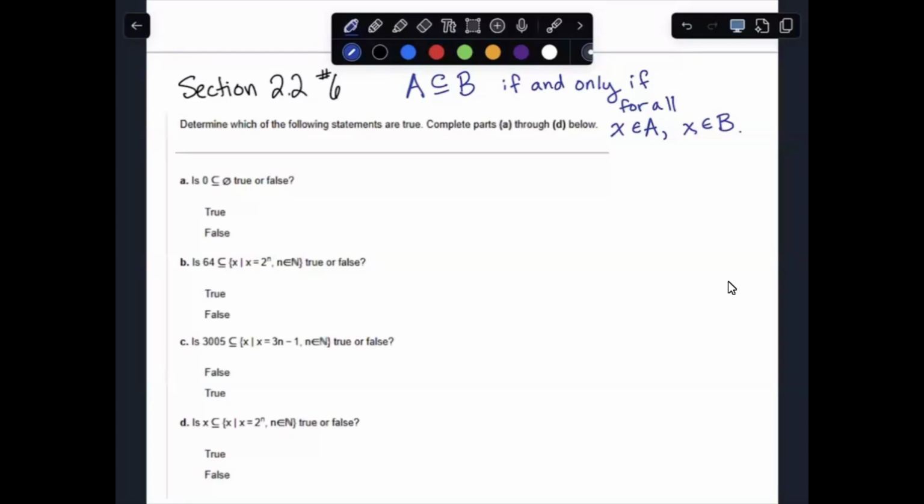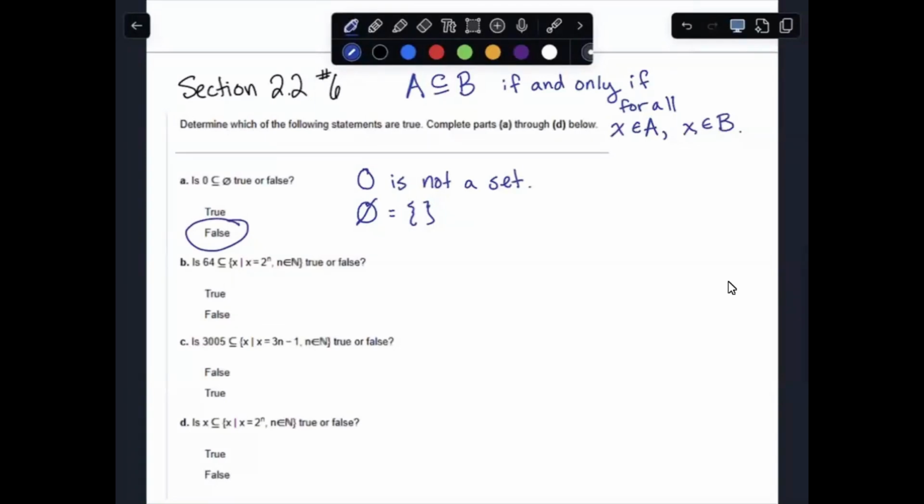subset relationship we have to determine if it's true or false is: is 0 a subset of the empty set? Now, this first question is false because 0 itself is not a set. It's just a number. And the empty set is the set that has nothing inside of it. So these are not subsets of one another because 0 is not even a set to begin with. All right, if we move on to part B, we're asked, is 64 a subset of this set?